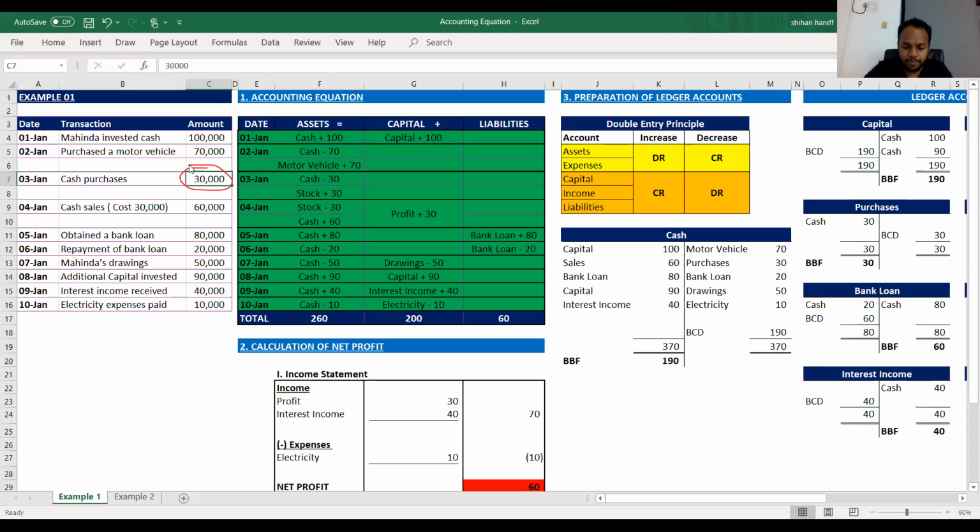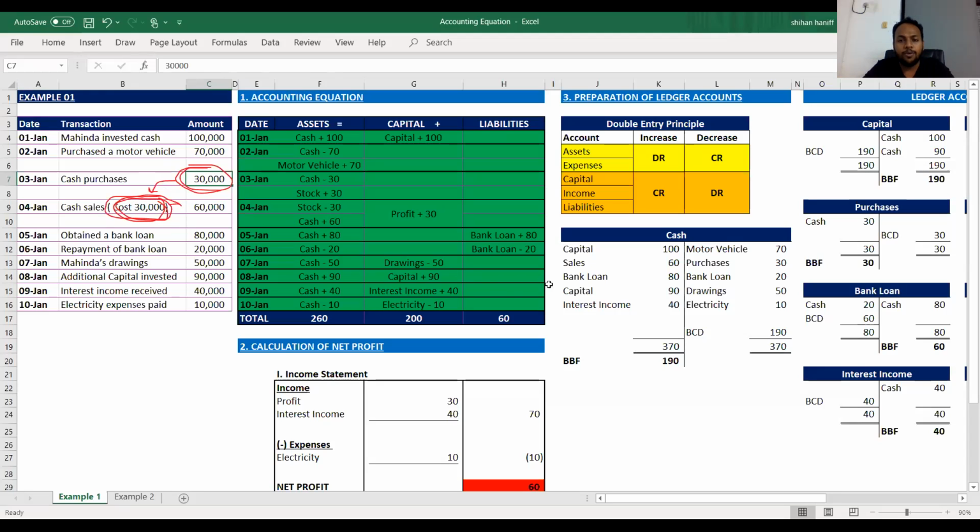30,000 purchased. And from that 30,000, there are sales. So this entire 30,000 that you purchased was sold. Therefore, no closing stock. There is no opening stock. There is no closing stock. All 30,000, this is the cost of sales. So this 30,000 is the cost of sales.